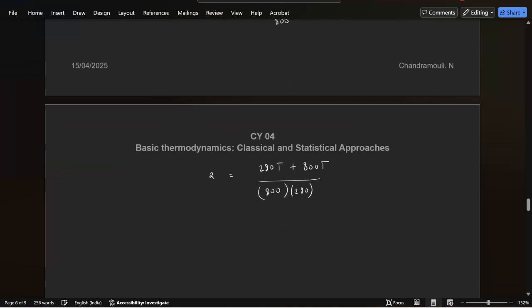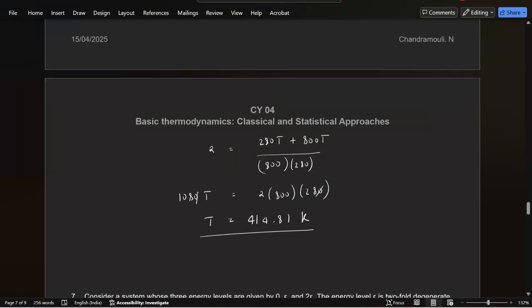2 into 800 plus, how much is this? We just calculate it quickly. This is coming out to be around 414.81 Kelvin. So this is the cold temperature for the engine and also the hot temperature for the refrigerator.